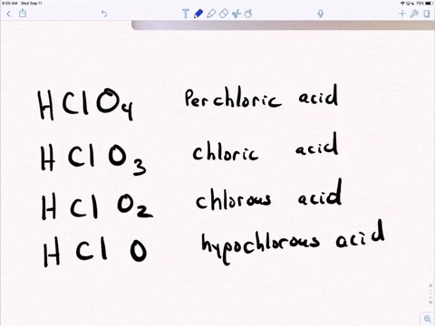And chlorite is ClO2. If you take away an oxygen, you call it hypo. So this is hypochlorite. And with an H, this is hypochlorous acid.